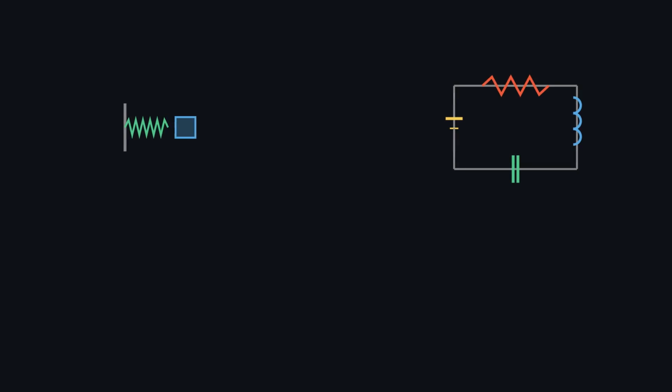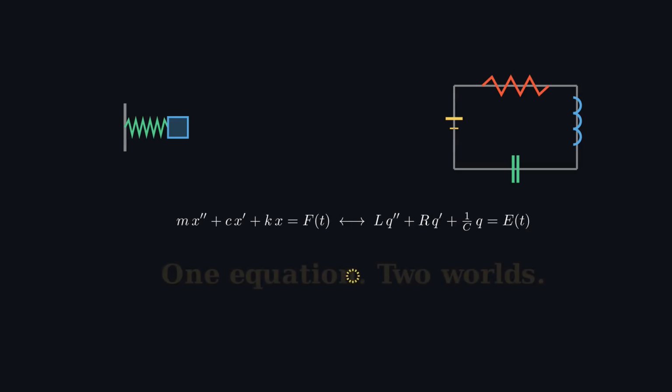So the next time you watch something swing, or bounce, or ring, remember, somewhere out there is a circuit doing the exact same dance, described by the exact same equation. Different worlds, one piece of math, and that, quietly, is the whole point.